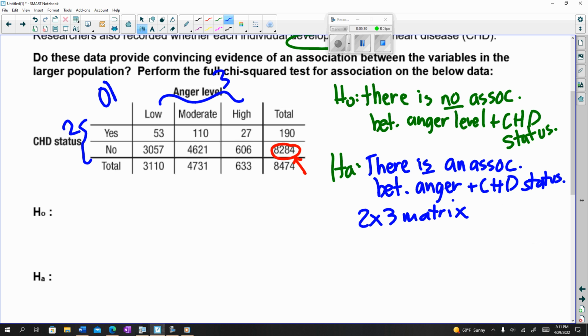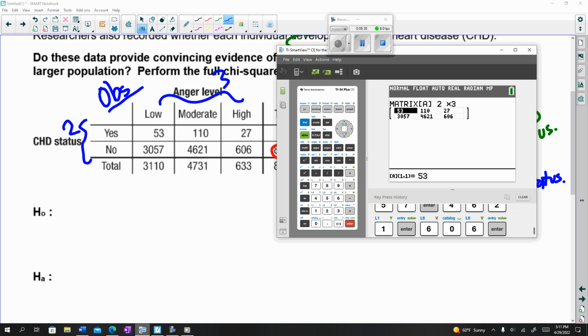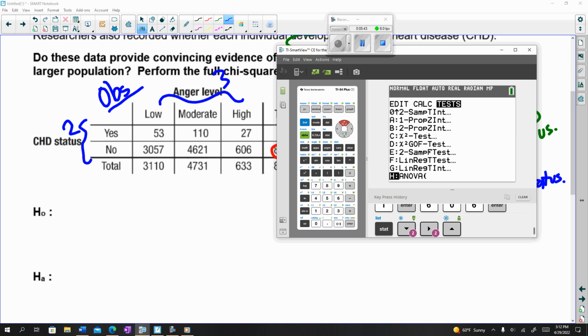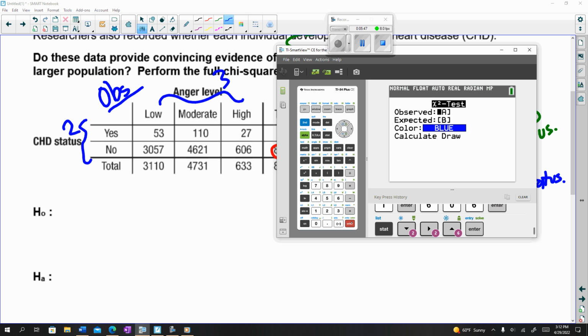Okay, so now once we make sure that our observed counts are in correctly, we do want to label these observed counts, observed or actual counts, right? So now we're going to run our chi-square test. To run the chi-square test, we press stat, we go over to test, and we go up or down until we get to letter C for Cowabunga, chi-square test, and you're going to do observed A, expected B, calculate.